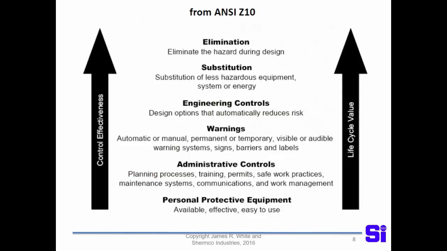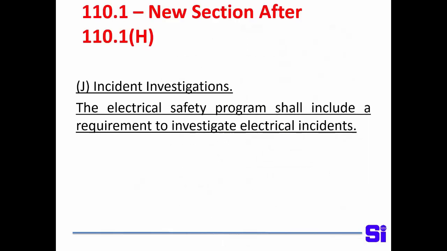So you take it from like 480 down to 120 or even something less. But the idea is reduce the voltage, reduce the short circuit current, do something so that it's a less hazardous work environment. Engineering controls, design options that automatically reduce risk. Warnings, permanent or temporary, visible or audible warning systems, signs, barriers, labels, could be warning lights, strobe lights. Administrative controls, planning processes, training, permits, safe work practices, and then personal protective equipment.